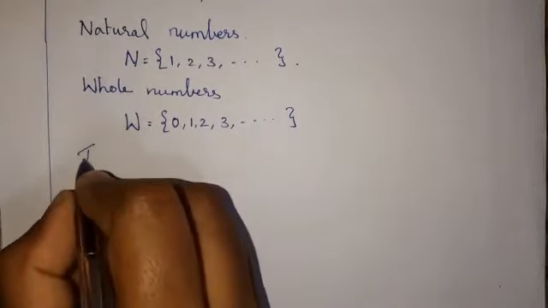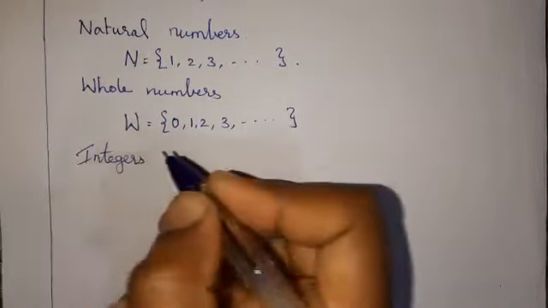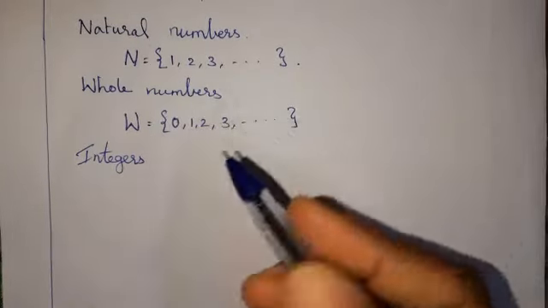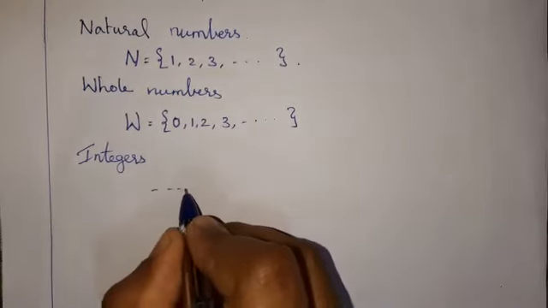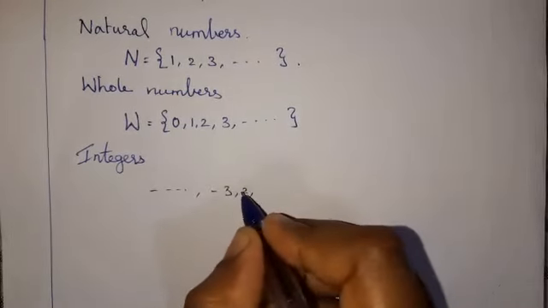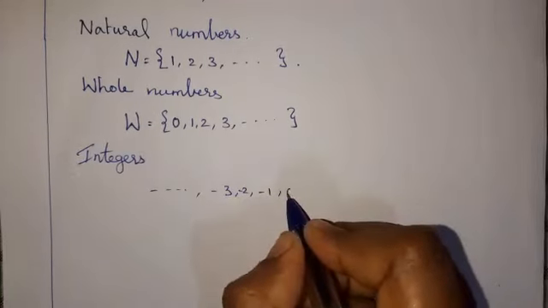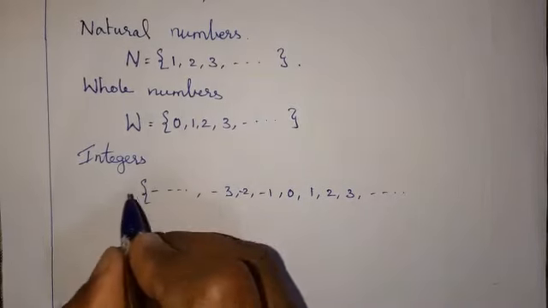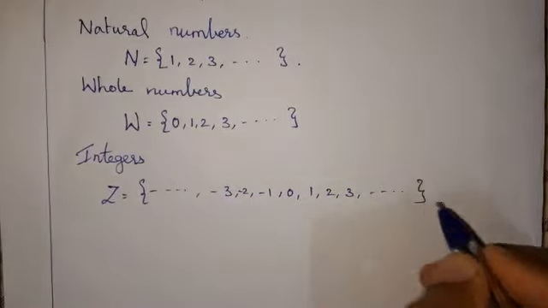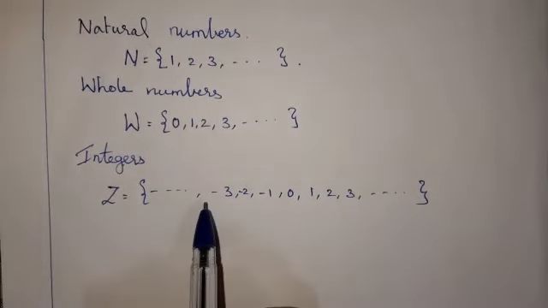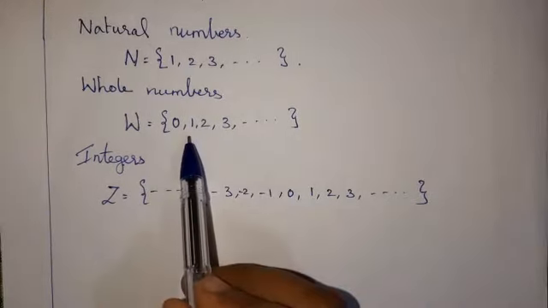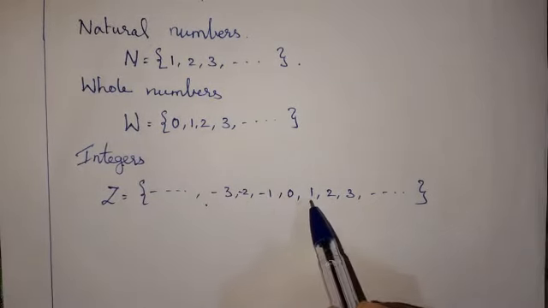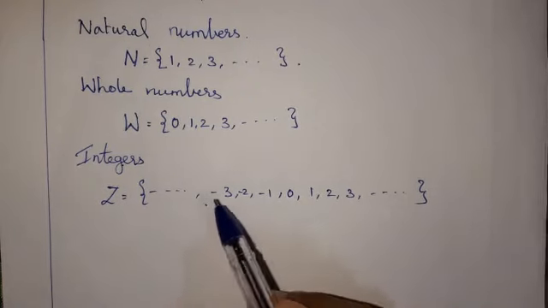Next, integers. Integers means negative numbers, 0 and natural numbers. That is, it starts from negative numbers, 0 and natural numbers. It is denoted by capital Z. You can say integers is the collection of whole numbers and negative numbers.